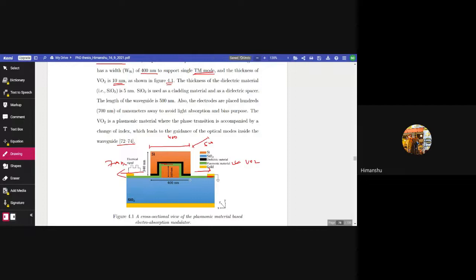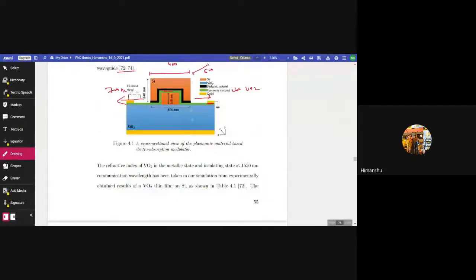So figure 4.1 shows the cross-sectional view of the plasmonic material based electro-absorption modulator. Here the green color indicates the plasmonic material, which is vanadium dioxide in this figure, and the black color indicates the dielectric material, which is silicon dioxide in this figure. And this orange color part is the silicon waveguide. So the plasmonic material and dielectric material are sandwiched in the silicon waveguide. And the blue color material indicates the SiO2, that is silicon dioxide, and the gold colors are placed hundreds of nanometers, that is 700 nanometers, away for biasing purposes.